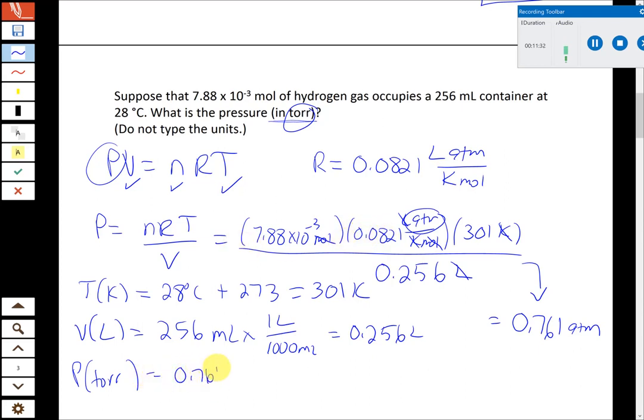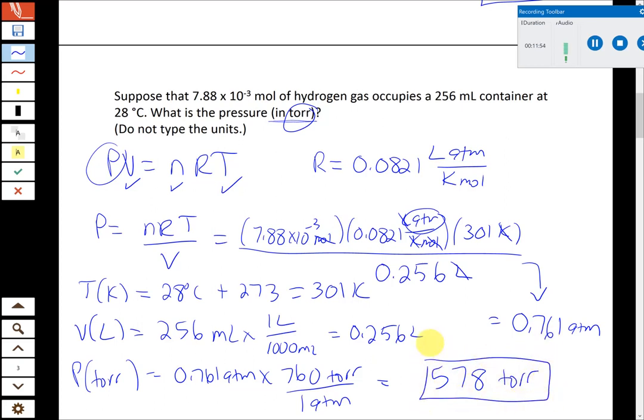We have 0.761 atmospheres, and then the common conversion factor that we used in the last one, 760 torr per atmosphere. So we get 578. All right, and that's what we would get. They said no units, of course, in Blackboard, but that's the correct answer there. Okay, so this was one type of ideal gas problem where we're just going to use PV equals nRT and solve for an unknown. In this case, only one of those can be unknown.